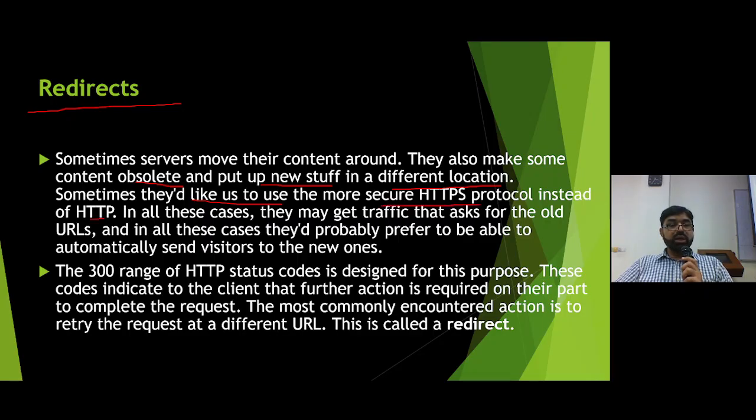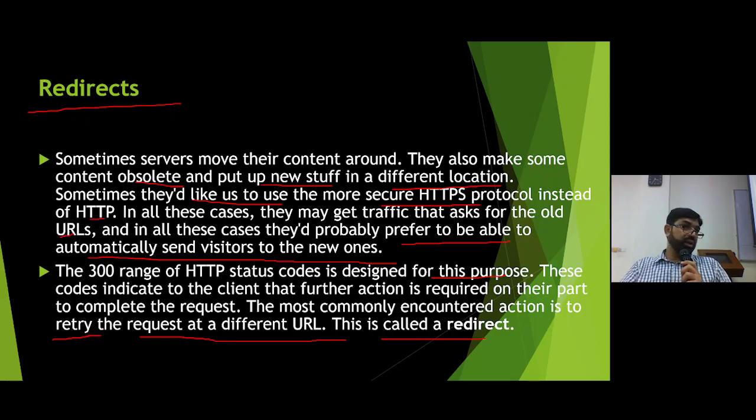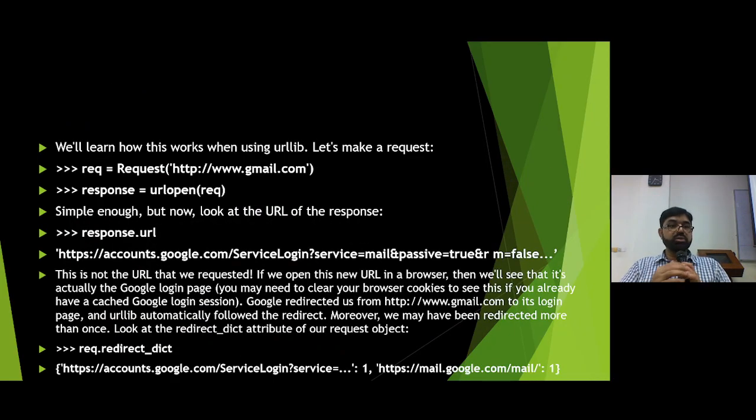In all these cases, they get traffic that asks for the old URL, and they would probably prefer to automatically send visitors to the new ones. So the 300 range of HTTP status codes is designed for this purpose. These codes indicate to the client that further action is required on their part to complete the request. The most commonly encountered action is to retry the request at a different URL, that is, to be redirected. Sometimes they return a response with the new URL saying that this website has moved.